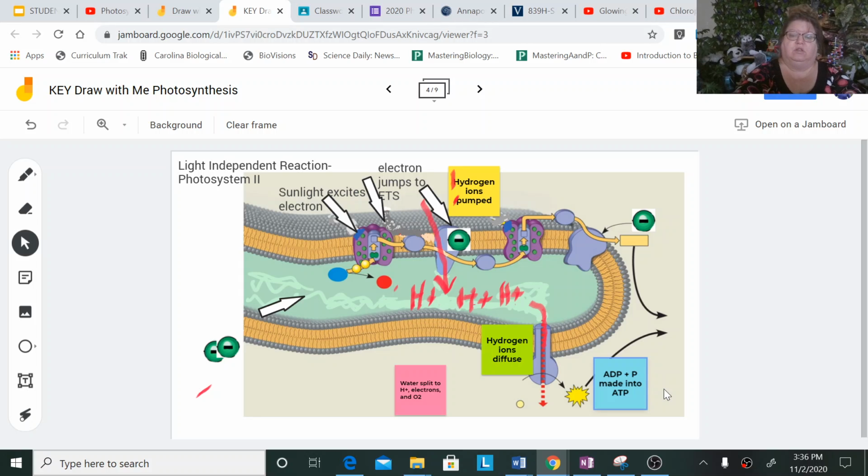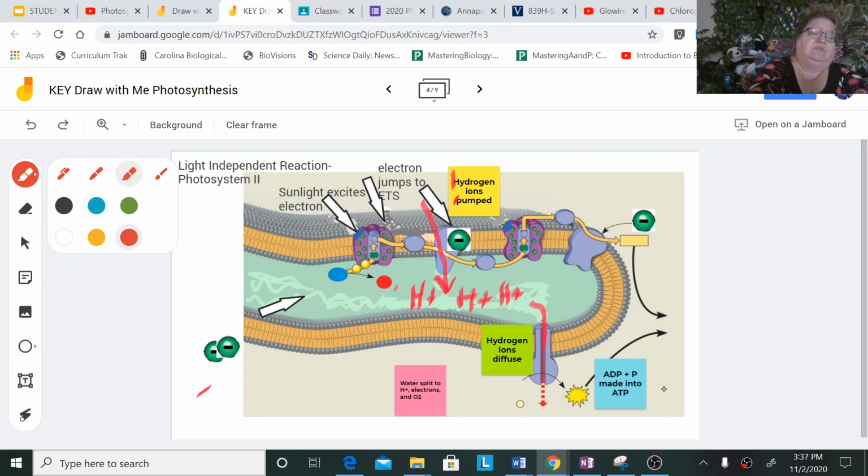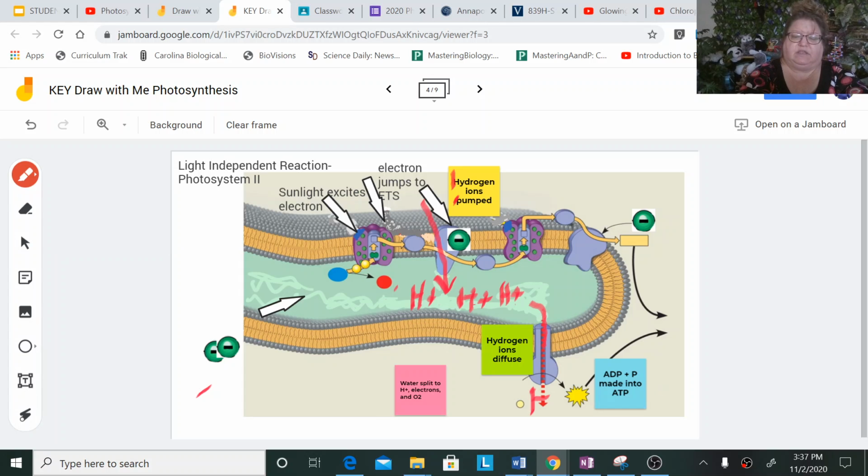Now be careful, the hydrogen ions are not turning into ATP. That's a very common misconception. The hydrogen ions just power the ATP synthase. So we're not losing the hydrogens. They diffuse through. They're just being used to convert ADP into ATP. Now this electron will continue moving on, and again we can make another NADPH.